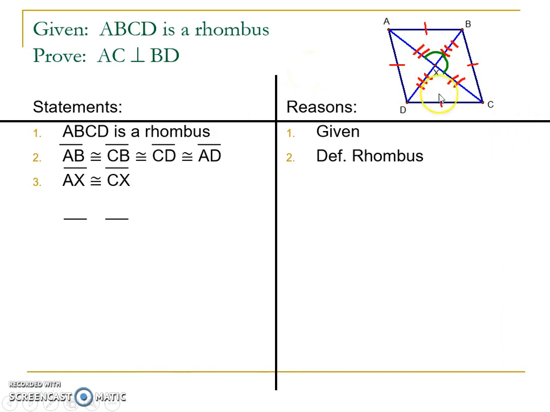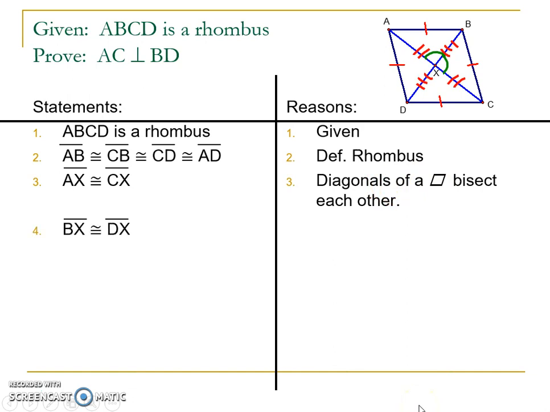We're also going to write AX is congruent to CX, because we need to prove that AC and BD are perpendicular. So I want you to write: diagonals of a rhombus bisect each other. Next we're going to write BX is also congruent to DX. Same thing: diagonals of a rhombus bisect each other.